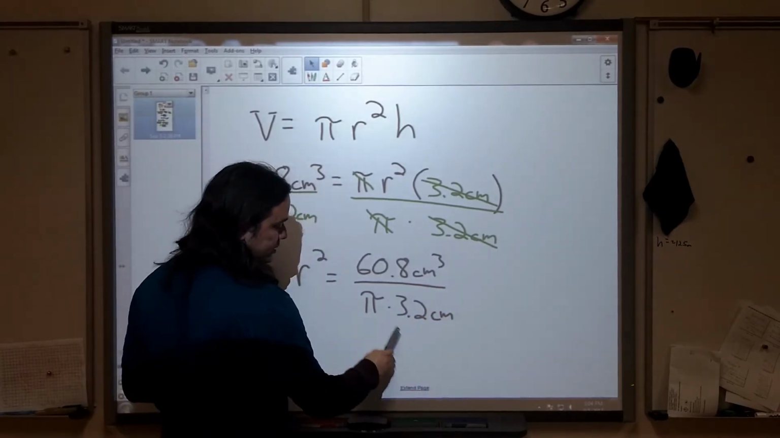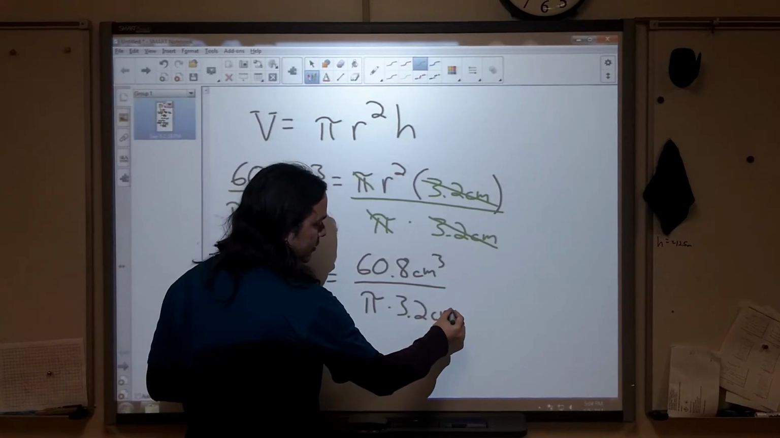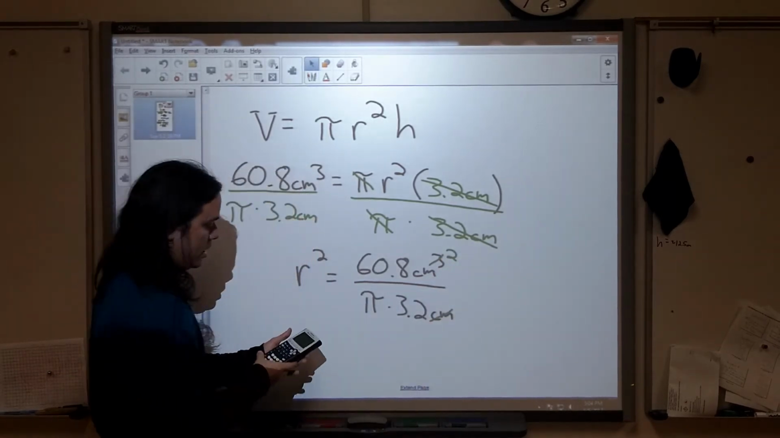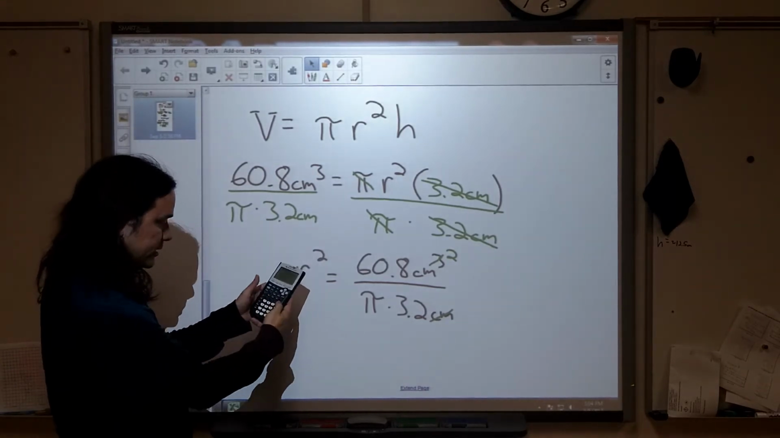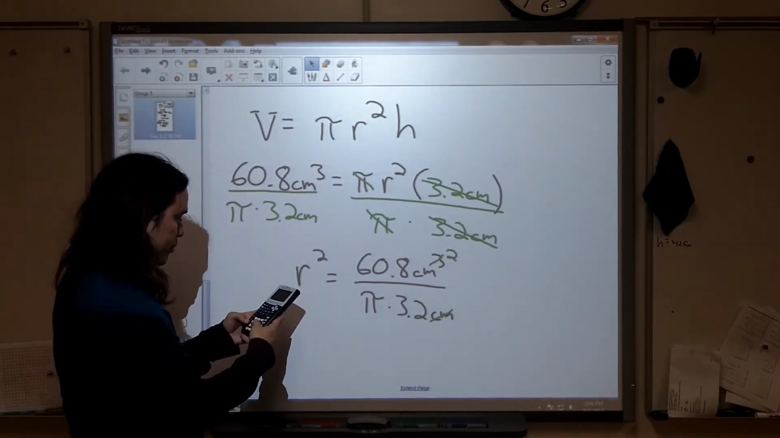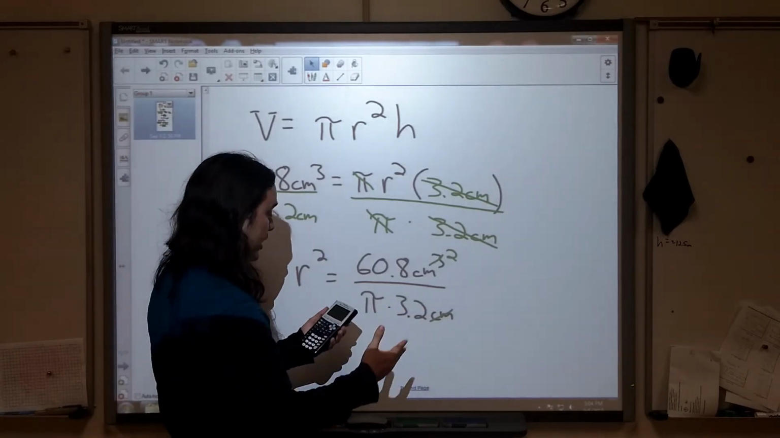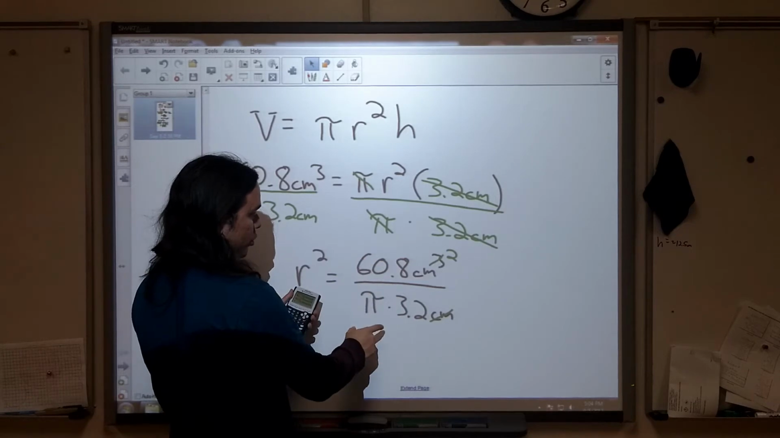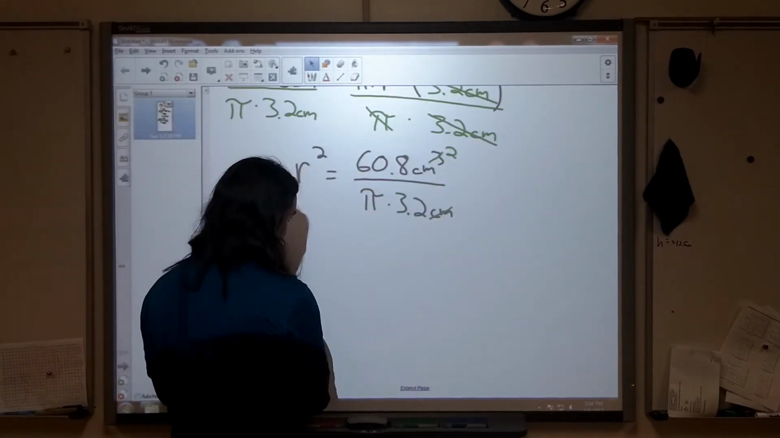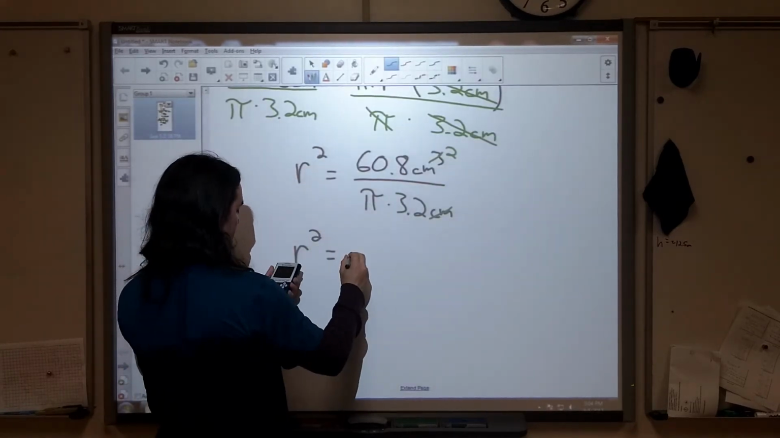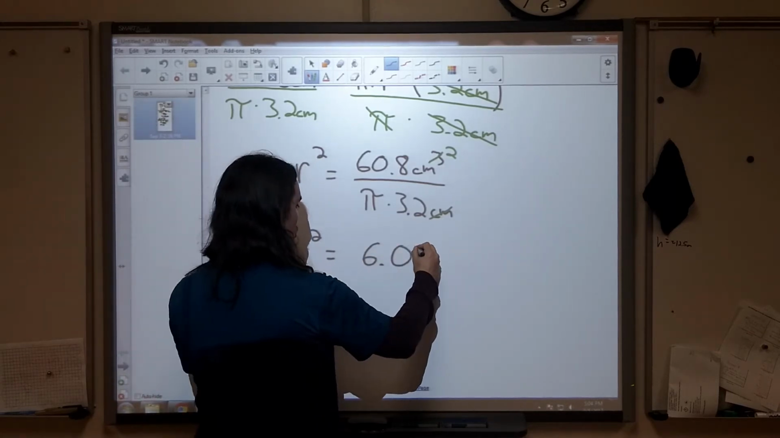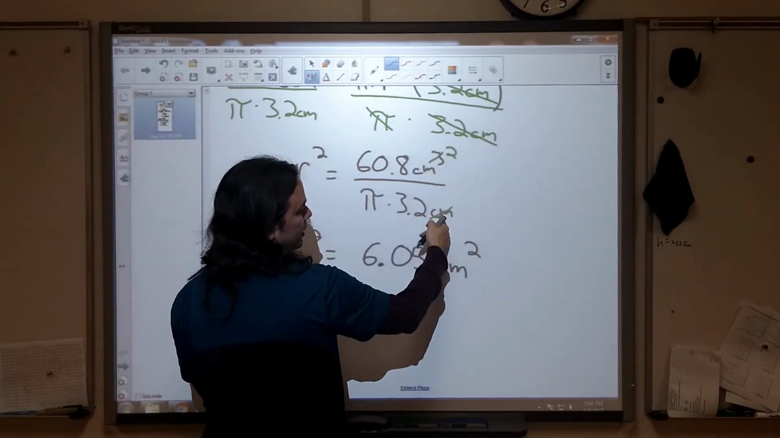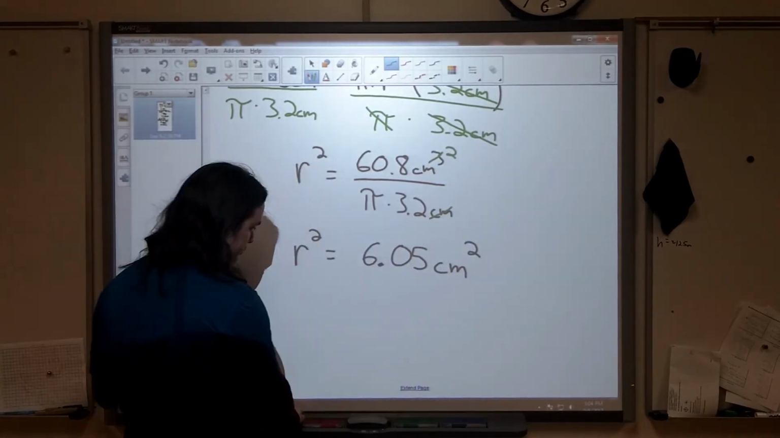Now, real quick with our units, pi has no units. We have centimeters here. That's going to cancel out one of the centimeters, leaving us with centimeters squared. Now I take 60.8. I still have it in my calculator here. I'm going to divide it by 3.2. Great, that gives me about 19. And I'm going to divide that by pi. So I'm basically taking 60.8 divided by pi and divided by 3.2. And I get that r squared equals 6.05 centimeters squared. Remember, one of them got canceled out by that.